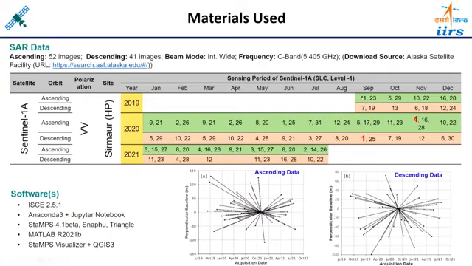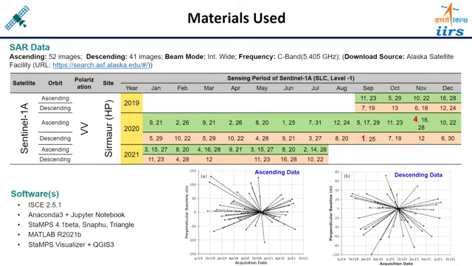This green one is showing the ascending data sets, from 11 September 2019 to 26th July 2021. The data from May and June was not used, but it was used from September 2019 to July 2021, so almost 2 years of data. And the same for the descending, shown in orange, from 7 September 2019 to 22nd July 2021.